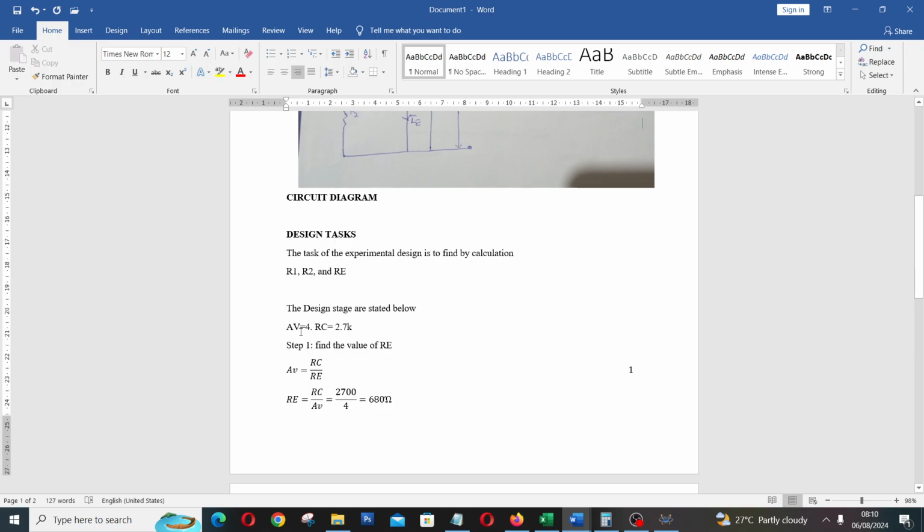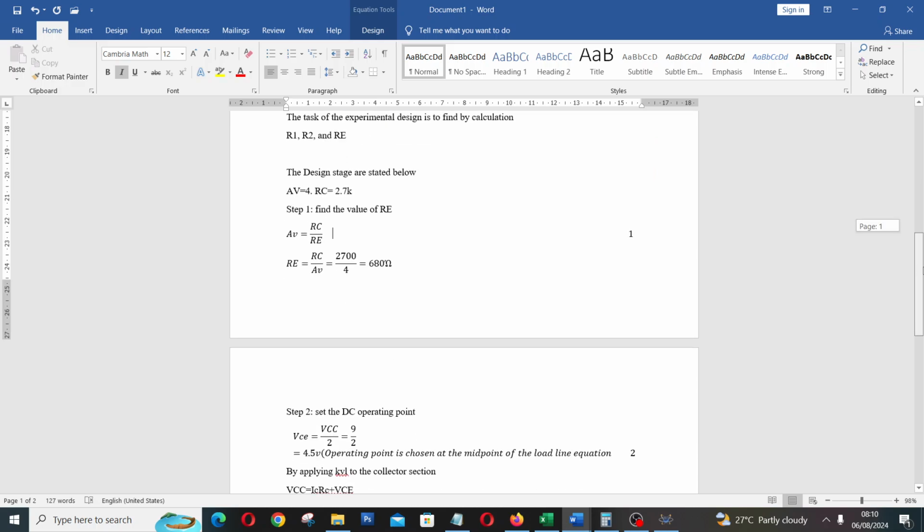Now we know from the formula that voltage gain is equal to RC over RE. That is what equation 1 is showing us. From there, if you substitute RC, which is 2.7 kilo ohms, and the gain we are expecting, which is 4, we find the value of RE. From there, RE will give us 680 ohms.